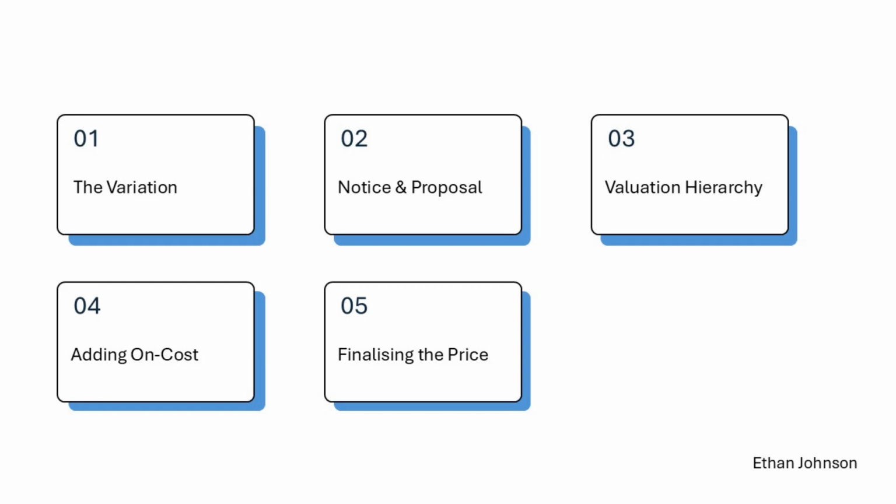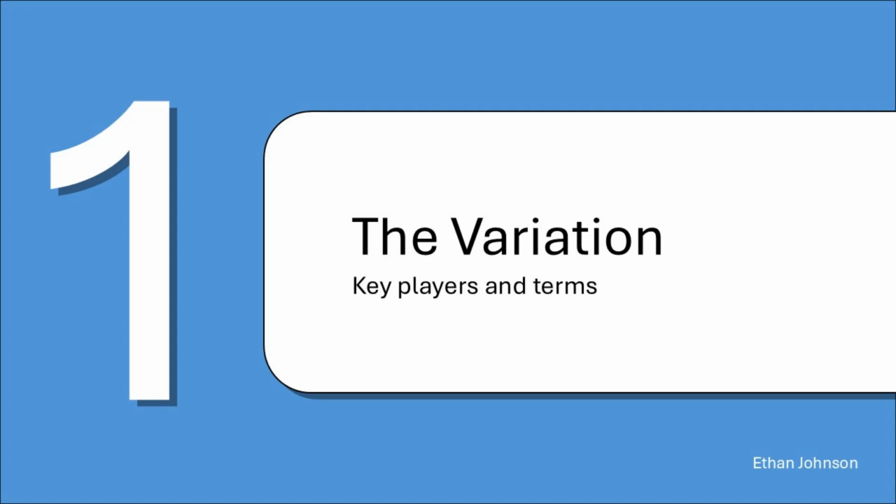So, how does a standard actually do that? Well, we're going to break it all down into 5 clear steps. First, we'll get our definition straight. Then, we'll walk through the initial paperwork process. We'll spend most of our time on the real heart of it, the valuation method. Then we'll look at how things like overheads and profits get added on top. And finally, we'll see how that price gets locked in for good. Let's start right at the beginning with the fundamentals.